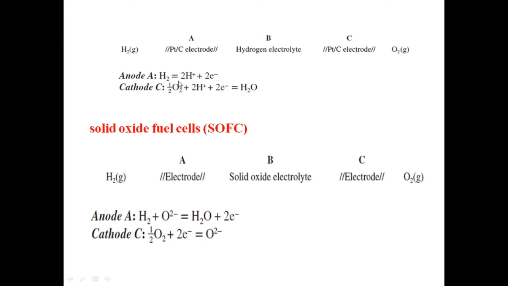At the anode, the reaction is H2 equals 2H+ plus 2 electrons, and at the cathode, 1/2 O2 plus 2H+ plus 2 electrons gives water. The theoretical EMF for this cell, calculated from the Gibbs function for decomposition of water, is 1.229 volts at 298 Kelvin.